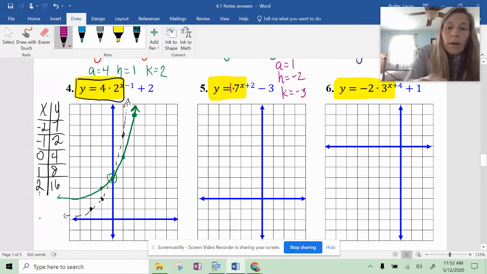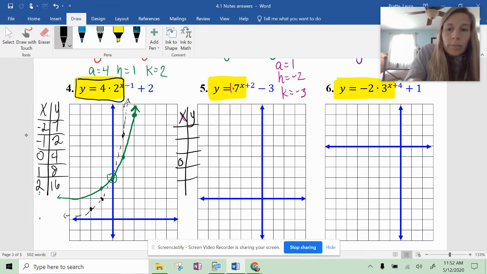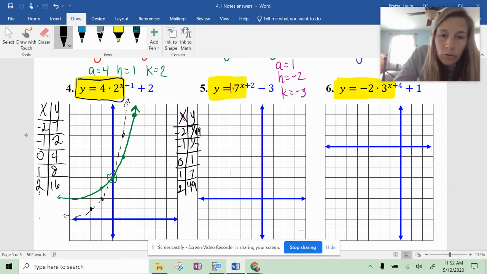So if I were to graph the parent function, which I will do in the black, when I put the 0 into the parent function, I just get 1. If I put a 1 in, I get 7. If I put a 2 in, I get 49. And -1 is 1/7, and -2 is 1/49. So my parent function, I'm going to do in the black dotted line.